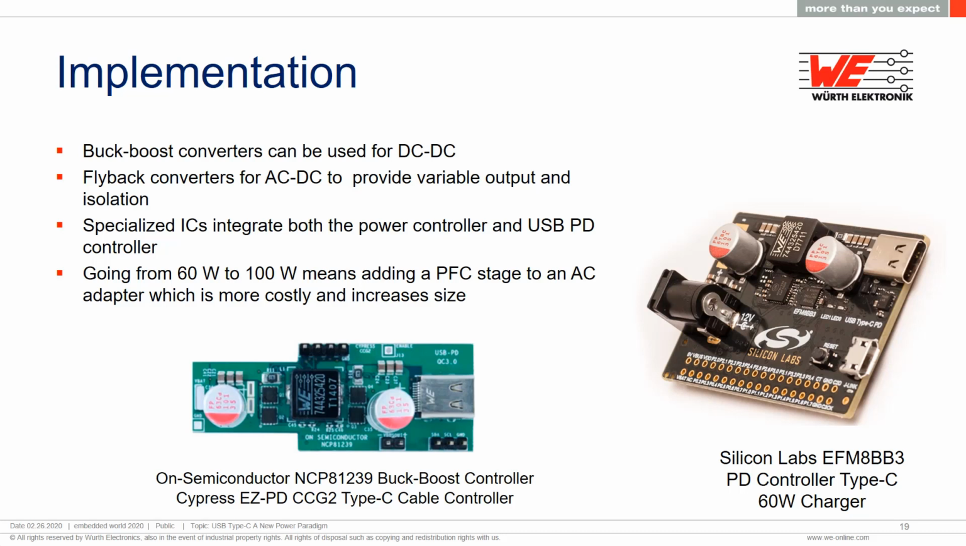It should be noted that when AC to DC converters go from 60 watts to 100 watts, power factor correction stages have to be added, which increase the cost and the size.